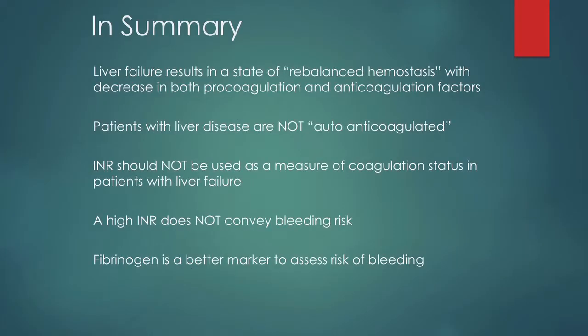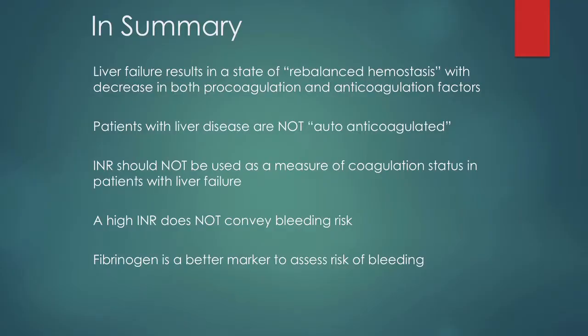So in summary of everything that we've talked about today, I think it's safe to say that cirrhotic patients are not necessarily autoanticoagulated. It's more of a rebalanced state, and we have to be careful about thinking they're autoanticoagulated. They are prothrombotic, and that causes significant mortality and morbidity in these patients, including progression of their cirrhosis if they get portal vein thrombosis.